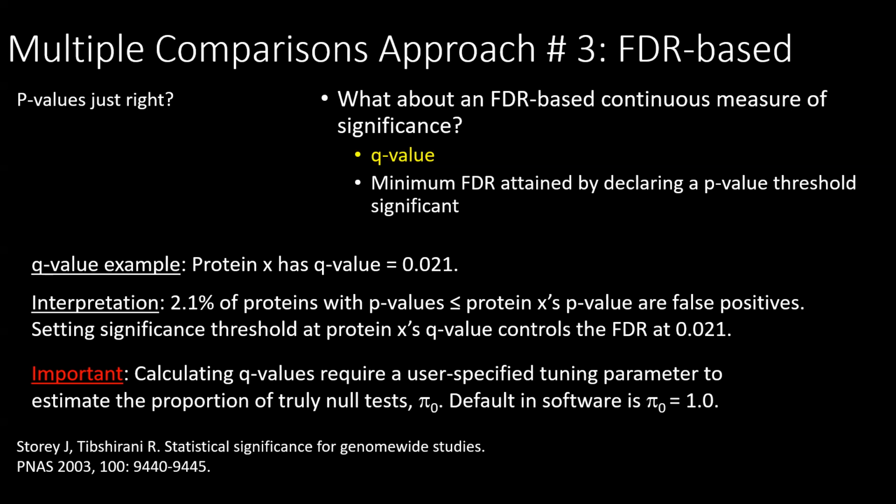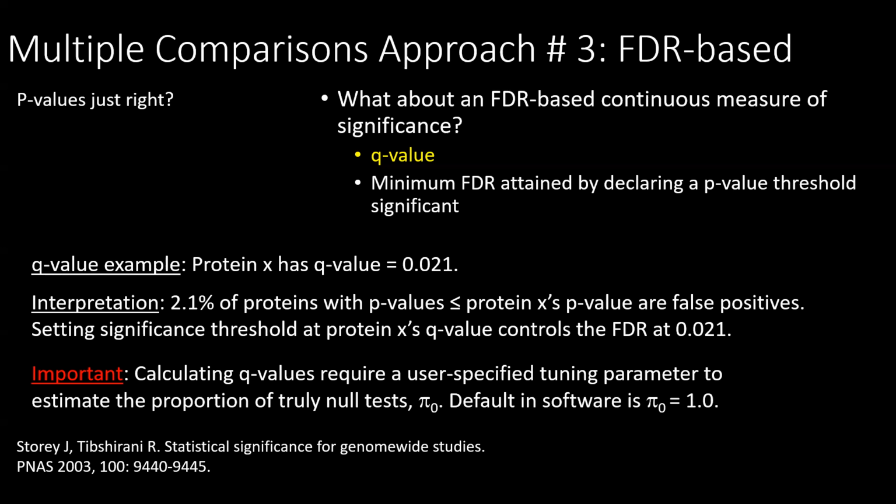So the way we would interpret that Q-value is to say, okay, 2.1% of proteins that have p-values less than or equal to protein X's p-value would be false positives. Or in other words, if we were to set our threshold at protein X's p-value, then that would be tantamount to controlling FDR at 0.021. And so you could do that for each of your proteins in this case.